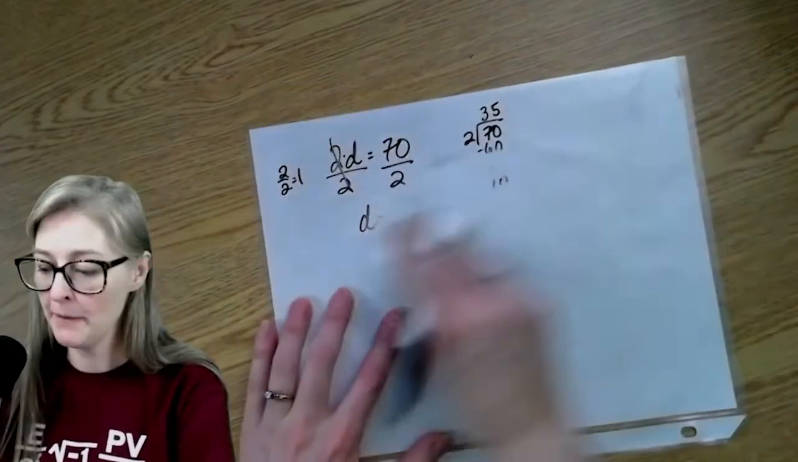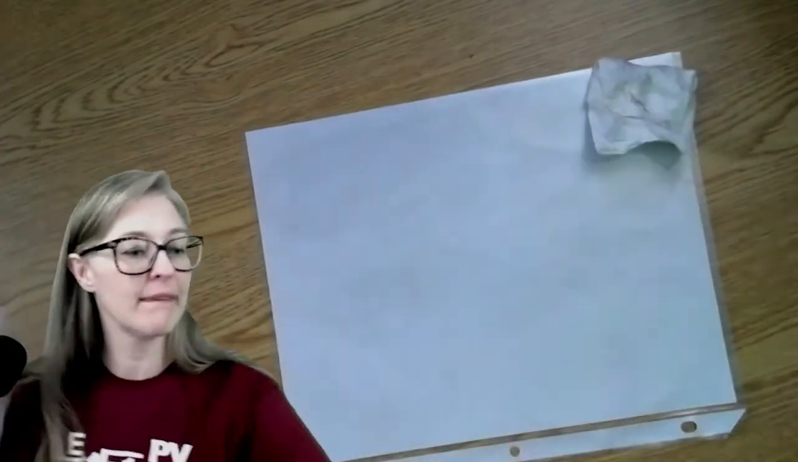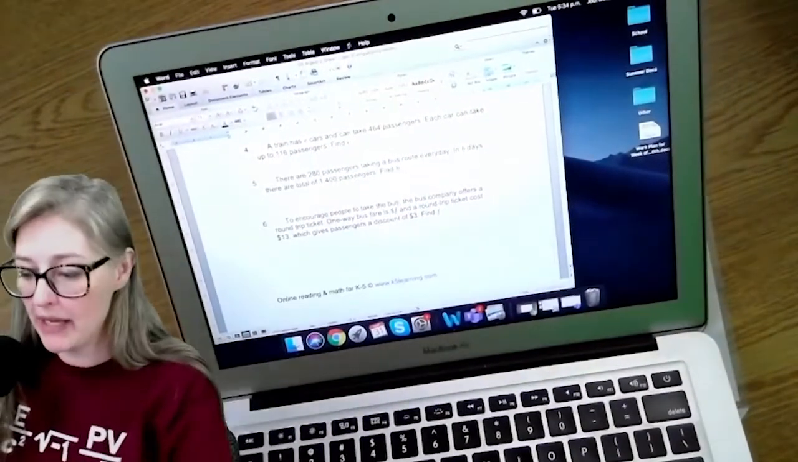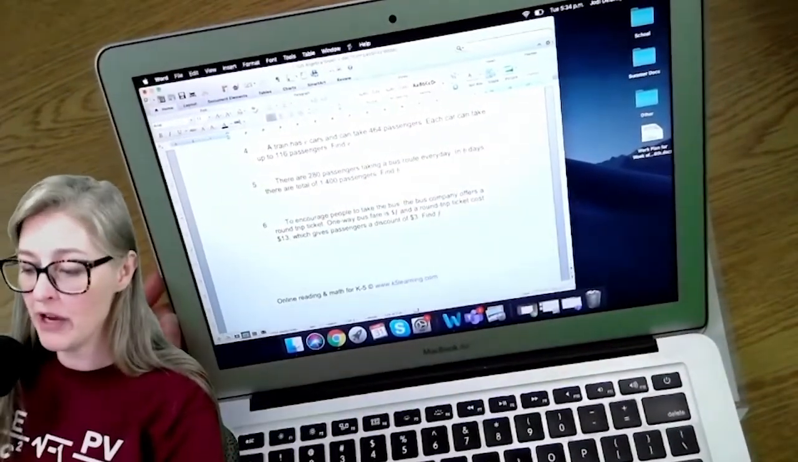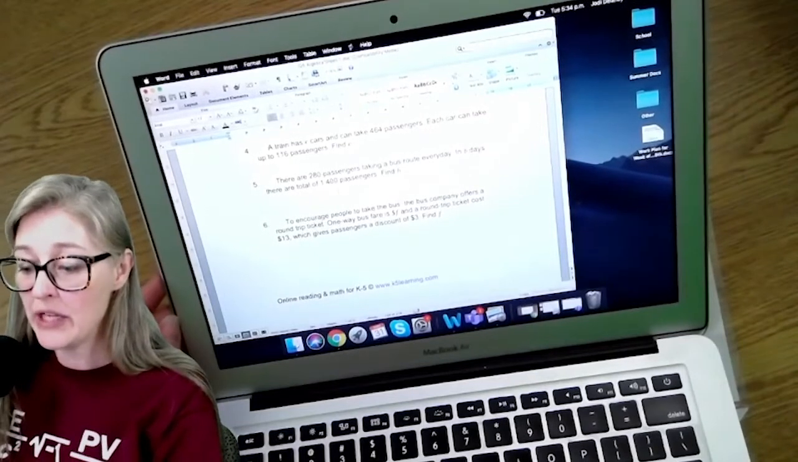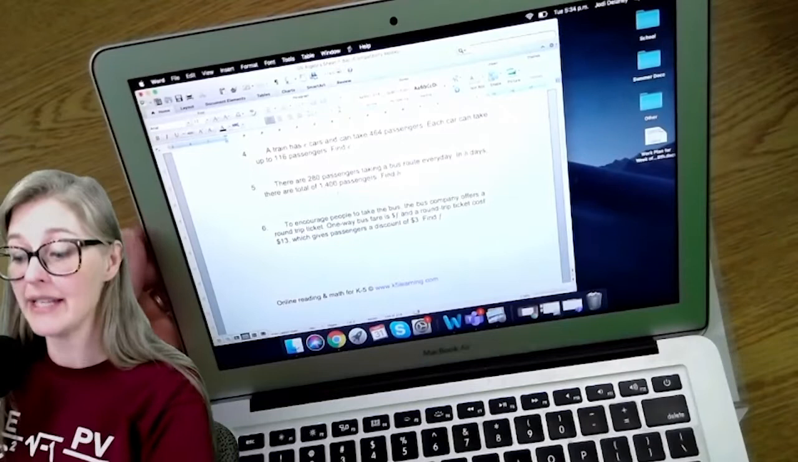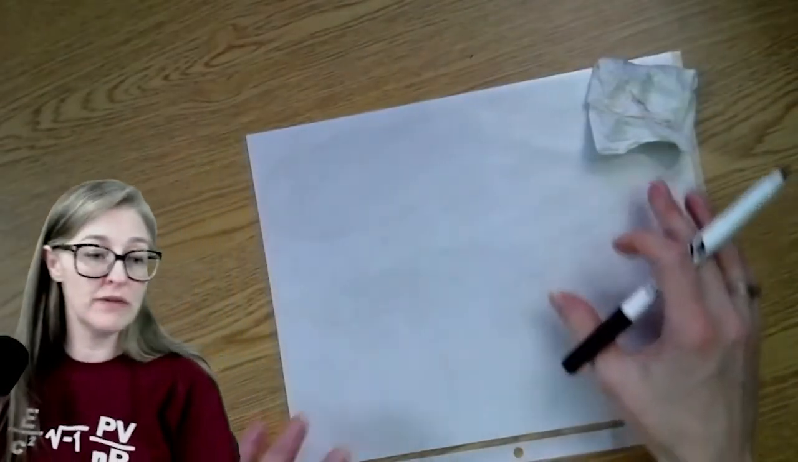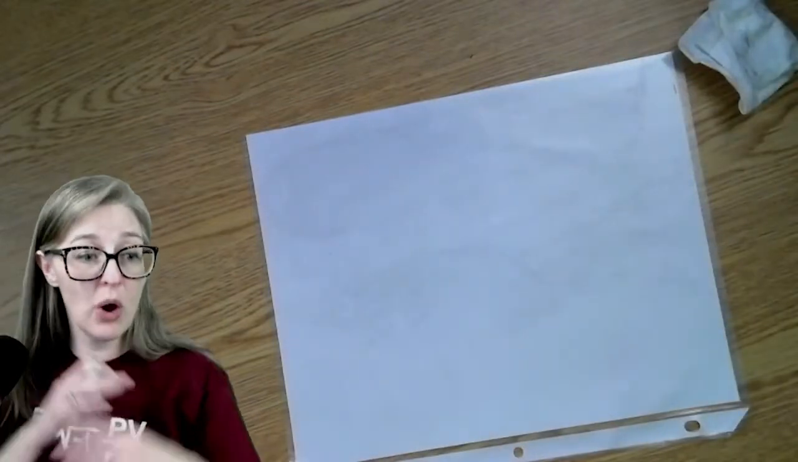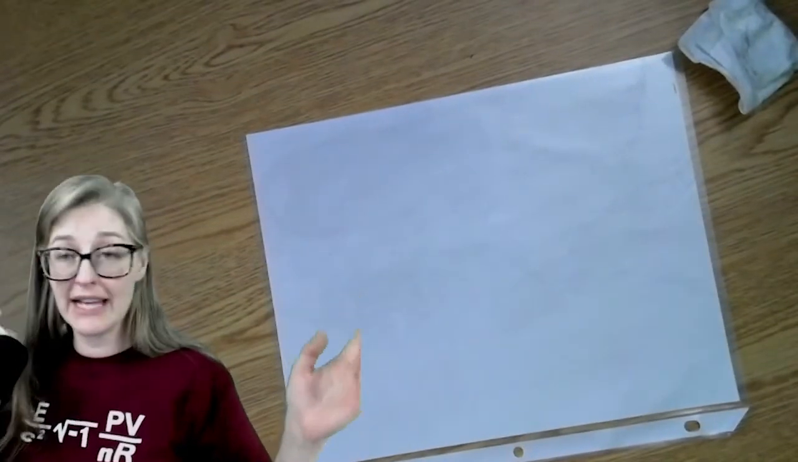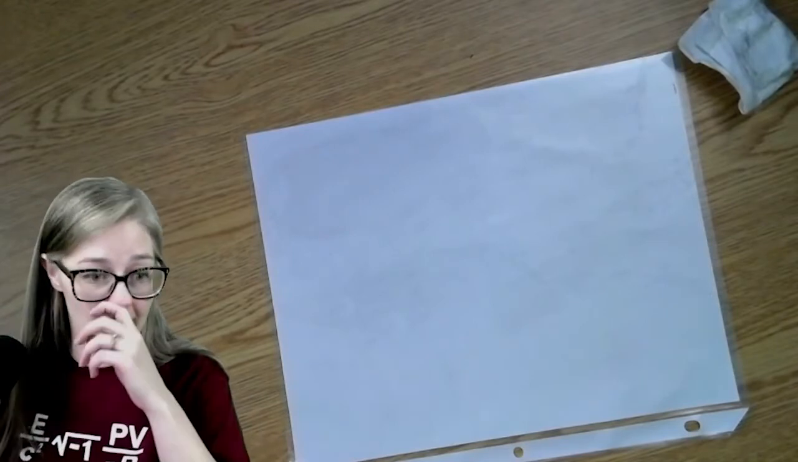So number 4, a train has E, who knows how many cars, and can take 464 passengers. Each car can take up to 116 passengers. Find E. So we know each of these can take 464 total, as long as it has this many train cars in it.